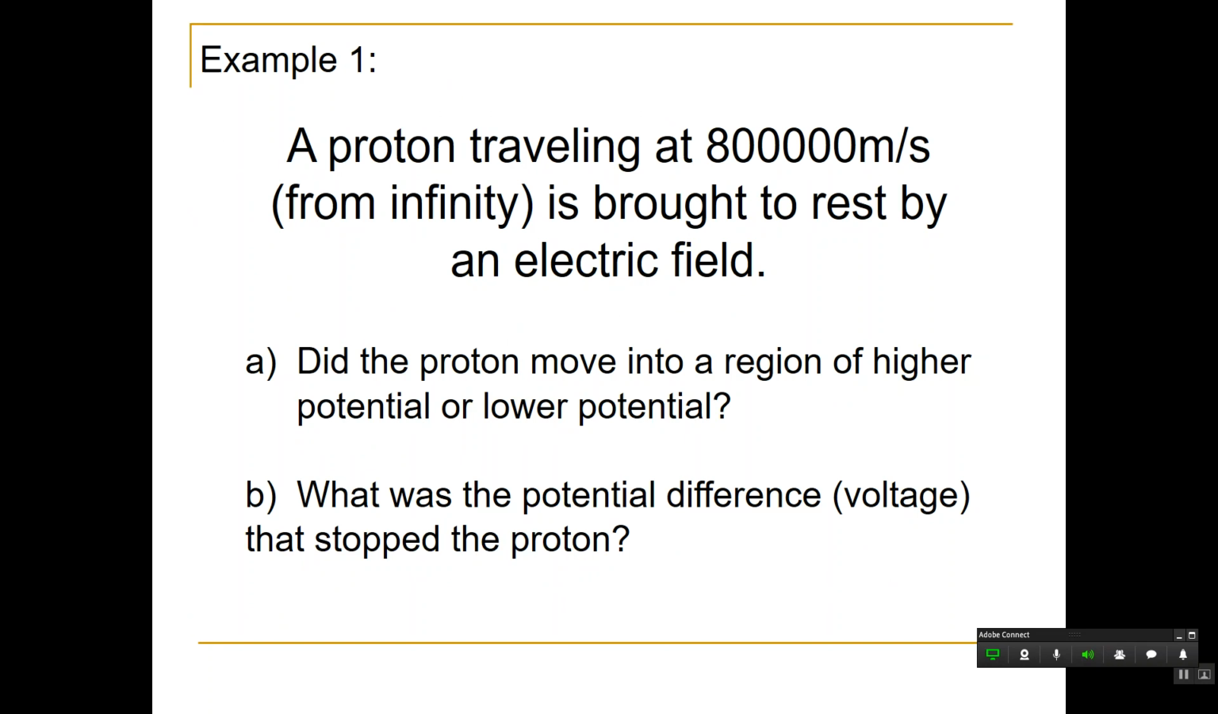A proton is traveling at 800,000 meters per second from infinity and brought to a rest in an electric field. Did the proton move into a region of higher potential or to a region of lower potential? First of all, can you answer that for me? Let me just draw it out here. There was a proton that was moving and it eventually stopped here. So was this low potential or high potential?